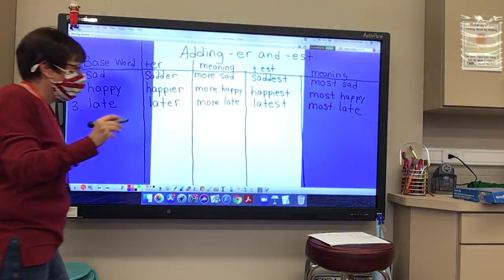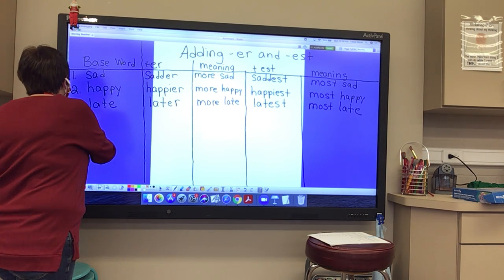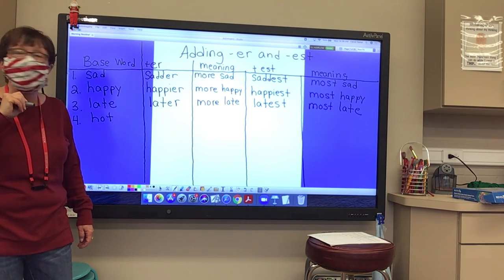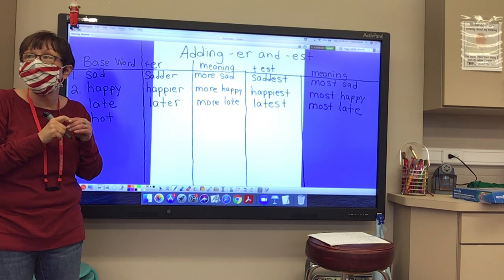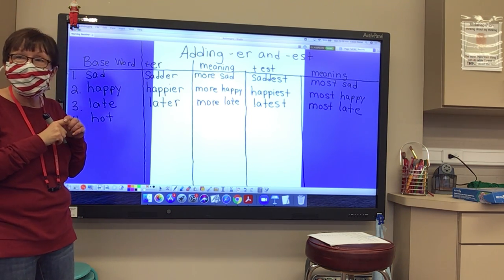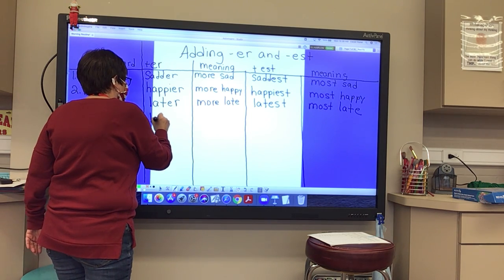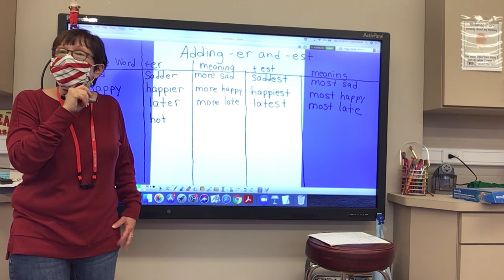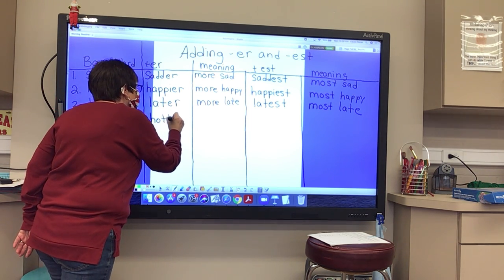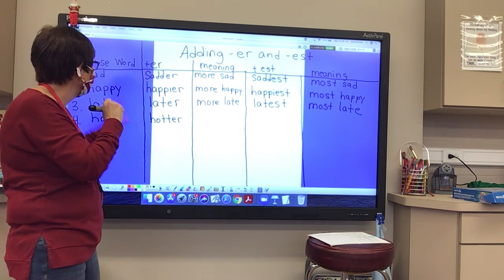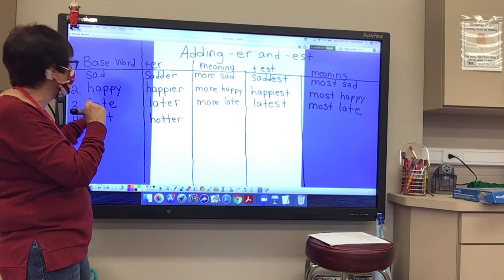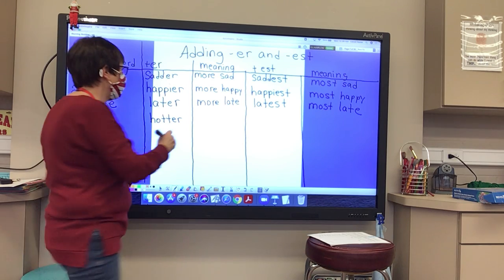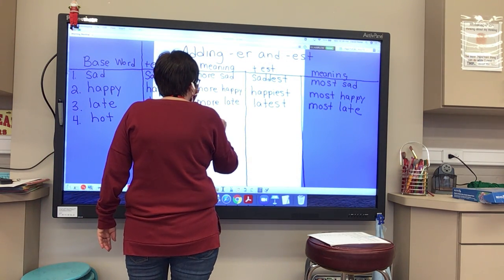Okay. Our next word is hot. Libby, can you help me with hot? We have to add ER to it, so what does it become? Hotter. How do we spell hotter? Very nice. We had to double the final consonant because it's following the consonant-vowel-consonant pattern in the base word. And what does hotter mean? More hot.